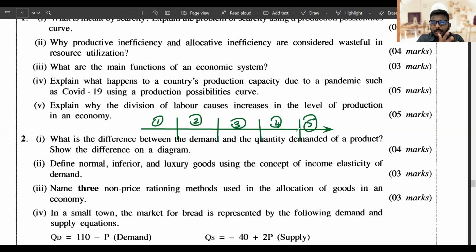In business studies, you might have come across this in a bigger way, but again, I just said what division of labor is. And the question is, what are the advantages? Pretty much how it leads to an increase in the level of production. So you have to say that. You can't just give points. You have to give points and explain the points.